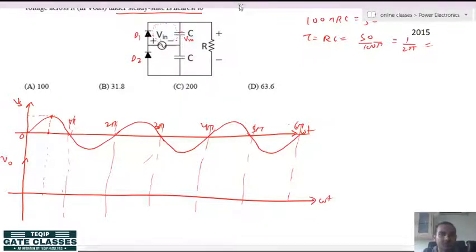So, let me draw the capacitor voltage with a different pen. So, the capacitor will charge up to like this. Alright. Now, this capacitor will discharge through this resistance. Alright, through this resistance, this capacitor will discharge. So, it will go like this.